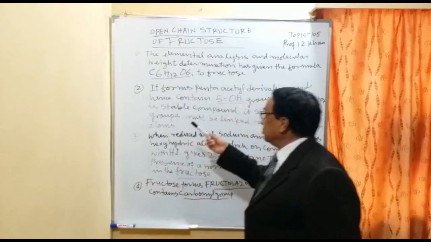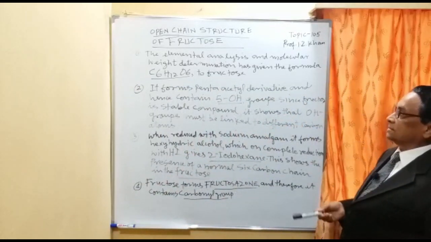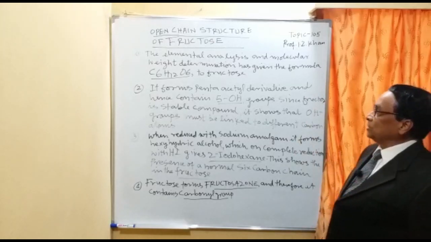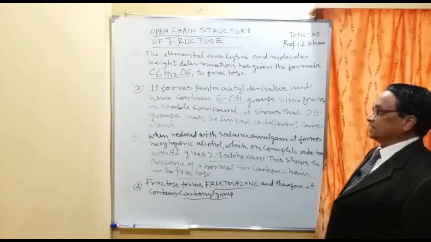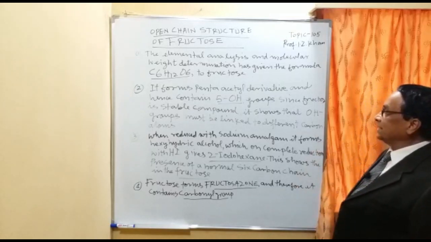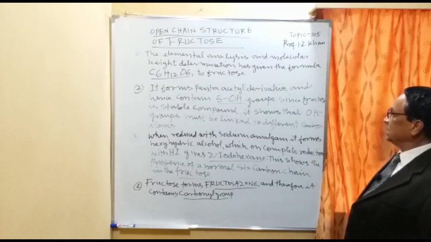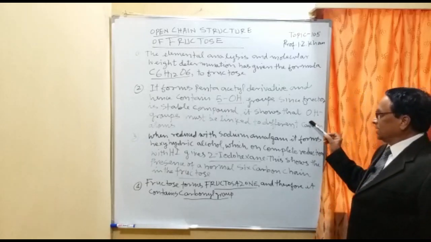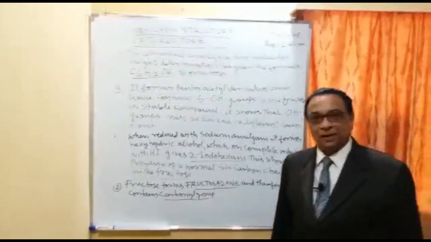So here I have given you all these reactions, for example, the open chain structure of fructose. Number 1, the elemental analysis and molecular weight determination have given the formula C6H12O6 for fructose. Number 2, it forms a pentaacetyl derivative and hence contains 5 hydroxy groups. Since the derivative is a stable compound, it shows that the hydroxy groups must be linked to different carbon atoms.